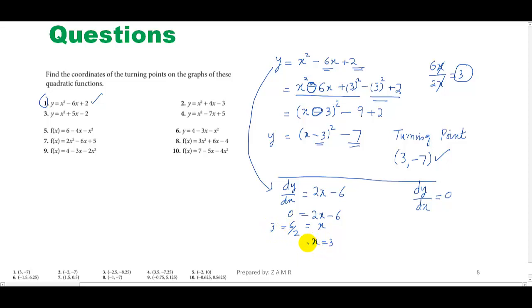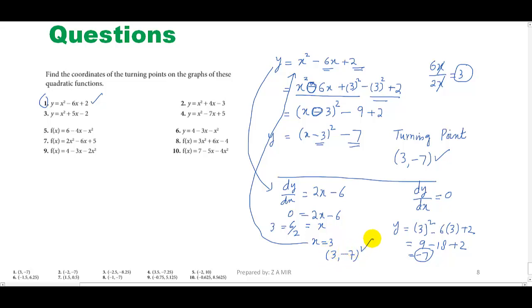Now we have found the first coordinate of the turning point. Now plug in this x in the given function. x square means 3 square, minus 6 into x, which is 3, and plus 2. So 9 minus 18 plus 2, so it is minus 7. So the second coordinate of the turning point is minus 7. So the full coordinate is 3 comma minus 7. Now you have observed we got the same turning point using differentiation and using the completing the square method.